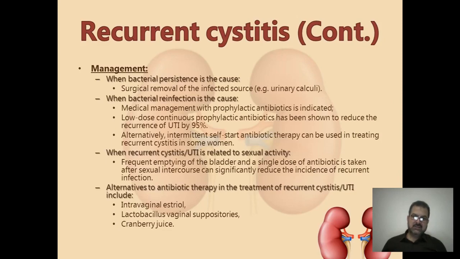In patients who have atrophic vaginitis, usually because of old age, it is found as a risk factor for urinary tract infection. Local estrogen ointments and creams can be used. Lactobacillus vaginal suppositories are also available.